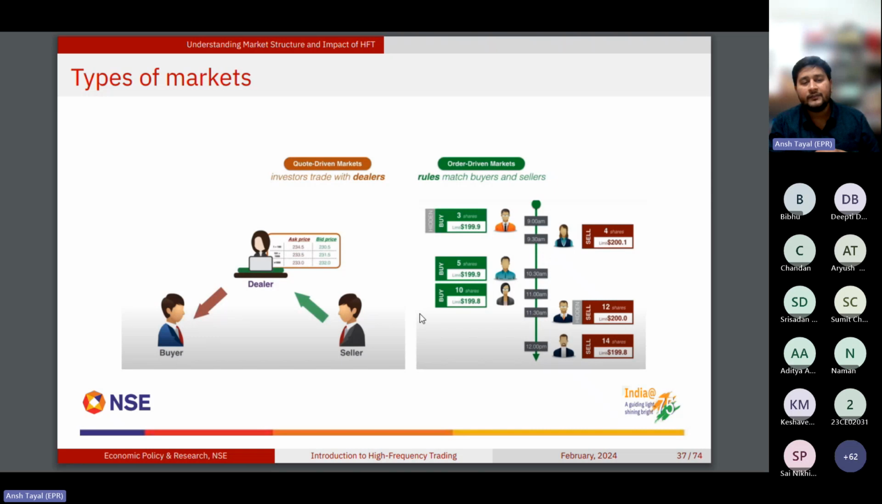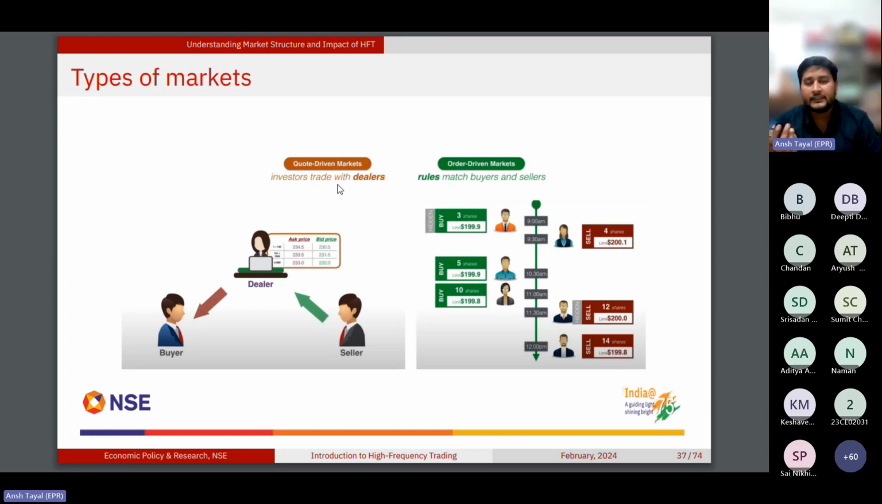Quote driven markets are where investors trade with dealers. So you don't have a transparent order book where you can see how much someone is selling at and how much someone is buying at. You go to a dealer and the dealer tells you, if you want to buy 100 shares, the price will be 50 rupees, let's say. But if you want to buy 10,000 shares, it could be 49.5 rupees.